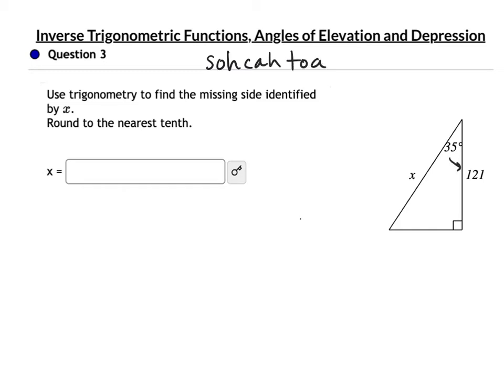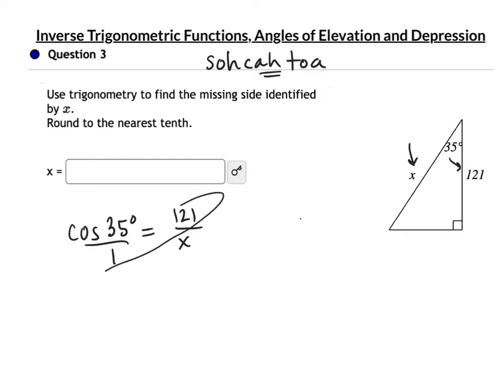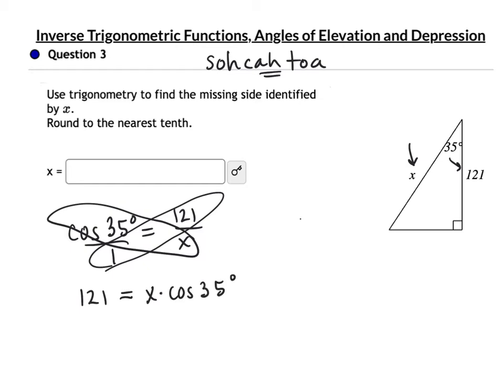We see that 121 is the adjacent. It's next to. The hypotenuse is always just the hypotenuse. So adjacent and hypotenuse is cosine. Just the normal old cosine because I'm not finding an angle. The cosine of 35 degrees is equal to adjacent 121 over x. Put that over 1 and cross multiply. 1 times 121 is 121. X times the cosine of 35 is x cosine of 35. We have to divide here to get x by itself. Divide both sides by the cosine of 35 degrees.